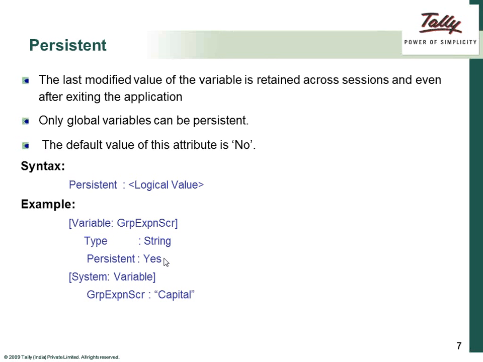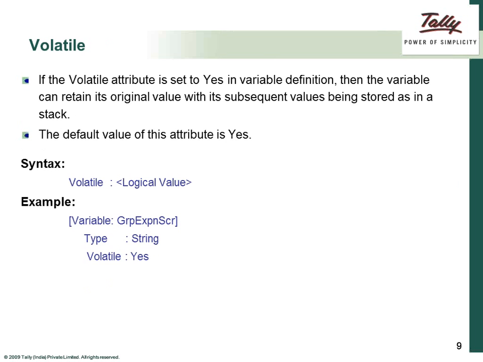Then there is something called volatile. Basically, a variable can hold only one value at a time.